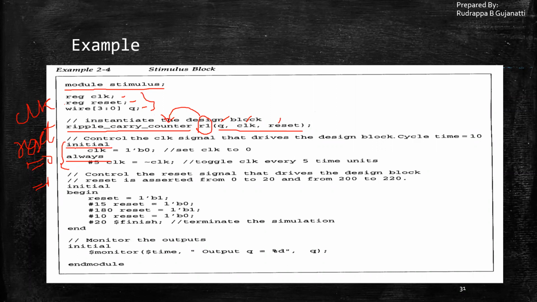Here, initially, you are setting the clock. What are you setting the clock to? You are setting it to 0. This is a syntax to define sized numbers. Again, in the next module we have that information.